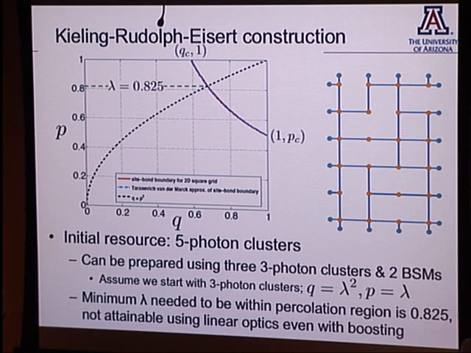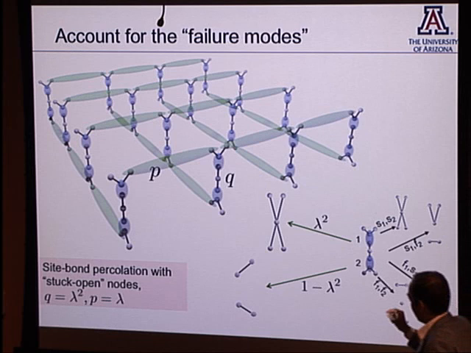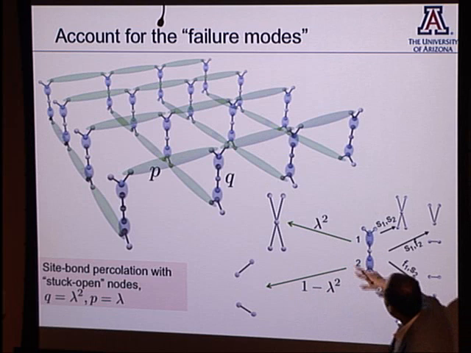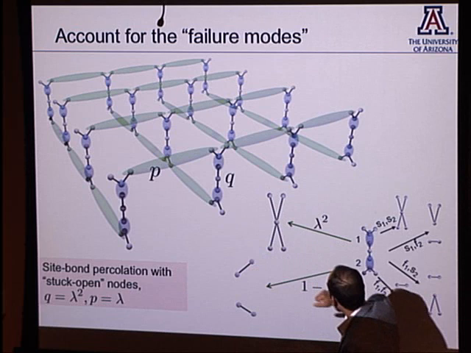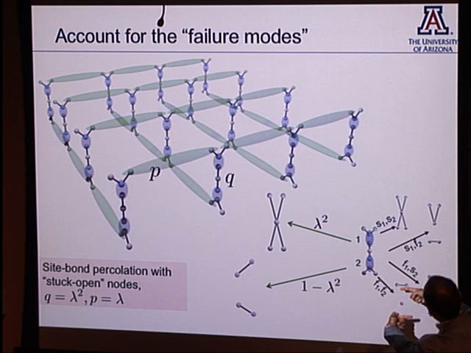But then if you pay closer attention to the creation of this five-node cluster itself, what we were doing is saying, if I succeed, I get this thing. If I don't succeed, 1 minus lambda squared, I was just deleting the whole thing. But that's not the case, actually. If I don't succeed, I'm still left over with the two Bell states, so you still have some connectivity left over.